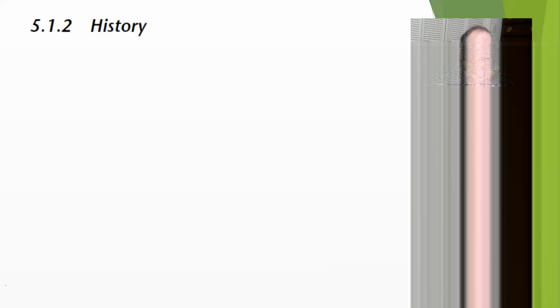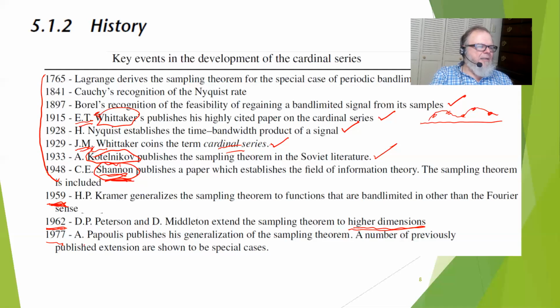And then in 1977, there was a beautiful generalization by Athanasios Papoulis. He's one of my heroes. I met the guy once. When I was at the University of Washington, we invited him up for a sequence of lectures, and he was just a delightful man, but a genius in Fourier analysis. One of the things that happened after Shannon published his 1948 paper is people looked at the sampling theorem and said, how can we generalize it?